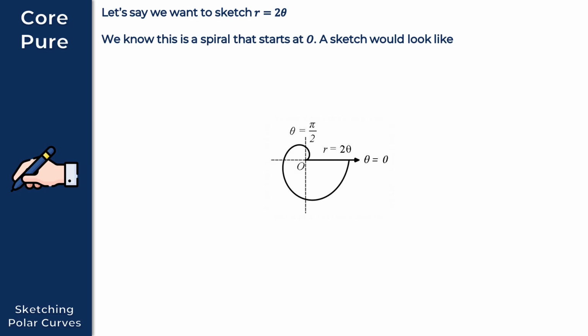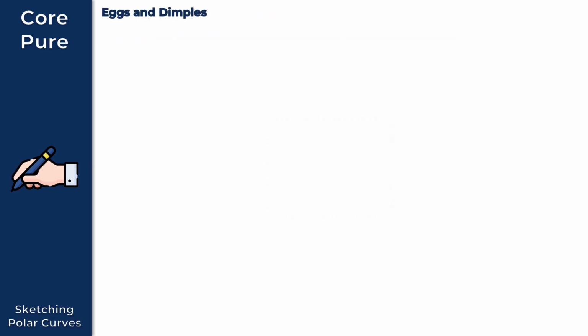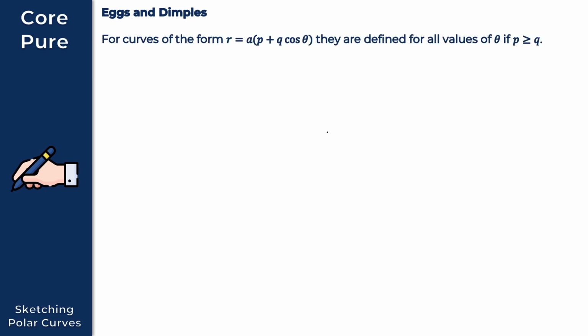Now let's take a look at some slightly more complicated examples for sketching polar curves. As you can see, the title of this page is Eggs and Dimples, and I do appreciate that that's probably quite a weird title for this page in the middle of this A-level further maths revision video, but it is relevant. The reason is that we're now looking at more complicated polar curves. For curves of the form r equals a times p plus q cos theta, the first thing to be aware of is that these curves are defined for all values of theta if p is greater than or equal to q.